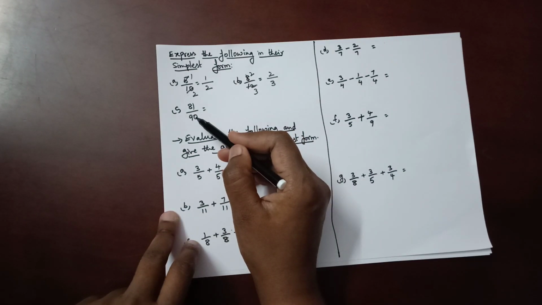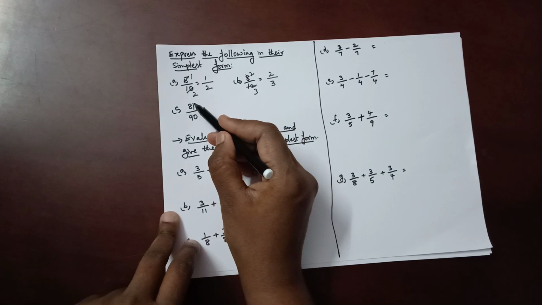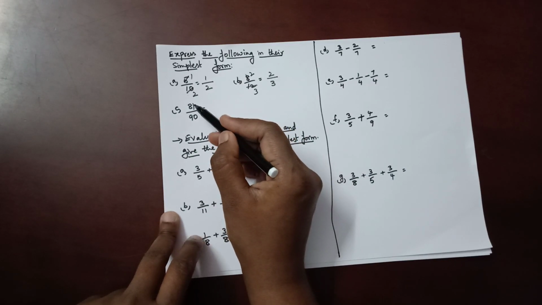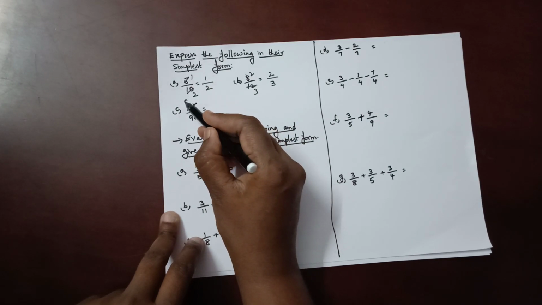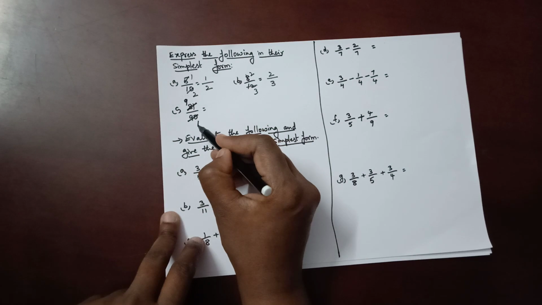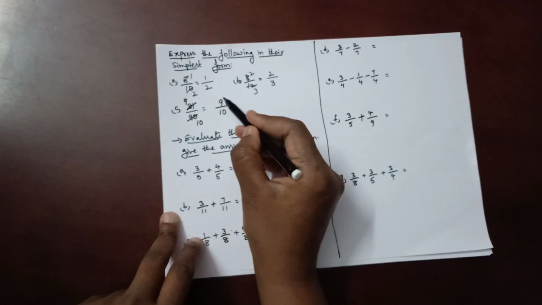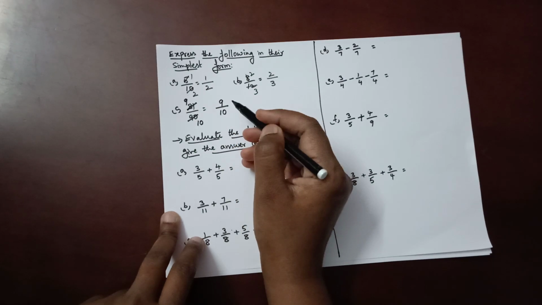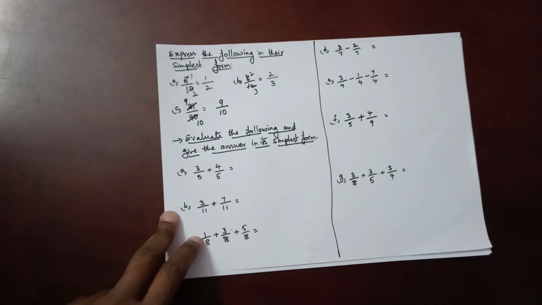81 and 90 both are multiples of 9 and 3. So with 9 we will cancel. 9 nines are 81, 9 tens are 90. So 9 by 10 is the simplest form. No more cancellations. For 9 and 10 no common factor is there, so because of that 9 by 10 is the simplest form.